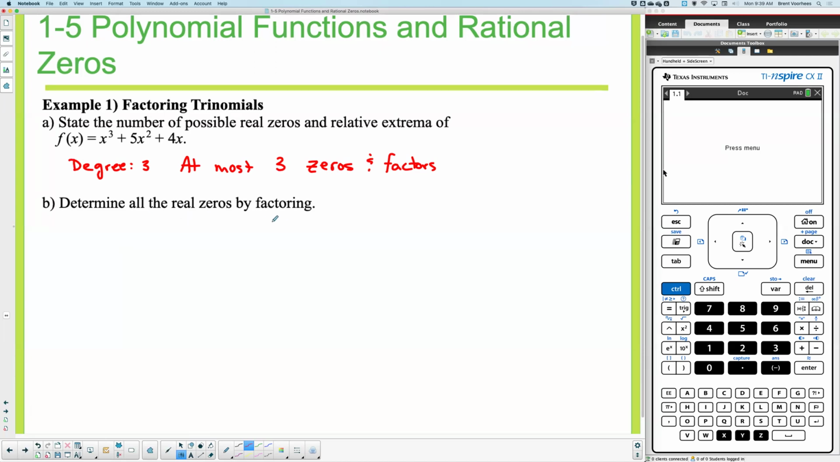So it says determine all the real zeros by factoring. Okay, so here's the first thing we're going to do. We're going to first do GCF. Do y'all remember what GCF stood for? We did this on the very first day of school when I did the introduction. I reviewed you on GCF. Do you remember what that stands for? Greatest common factor. So you look, is there anything common in these 3 terms up here? Here, X. I totally agree.